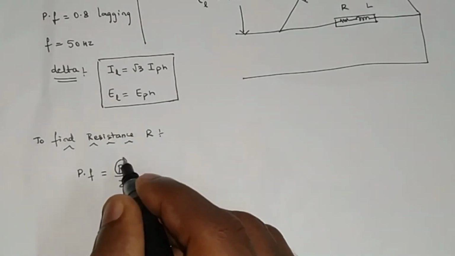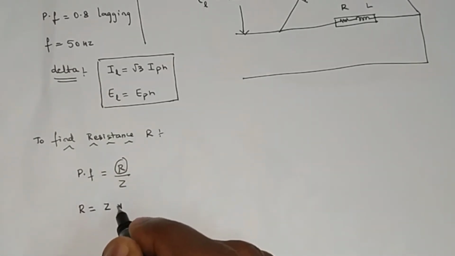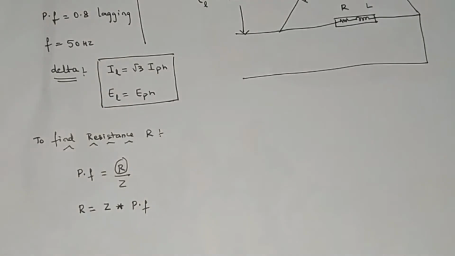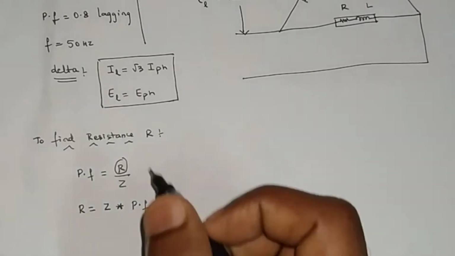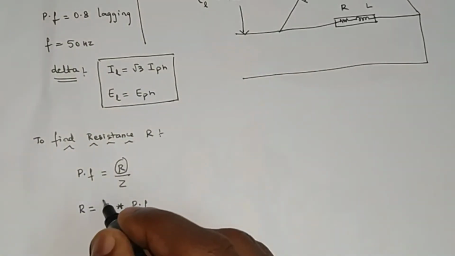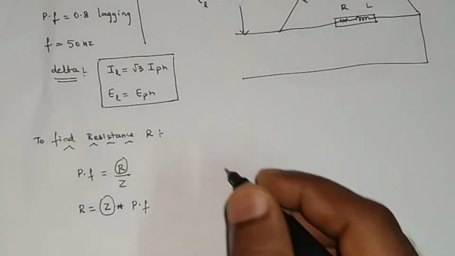Here I'm going to find out the resistance value, so I'll rearrange this formula. R is equal to Z into power factor. This is the formula which is used to find the resistance. The power factor value is given in the question as 0.8, but I don't know the impedance value. So next my target is to find the impedance value.